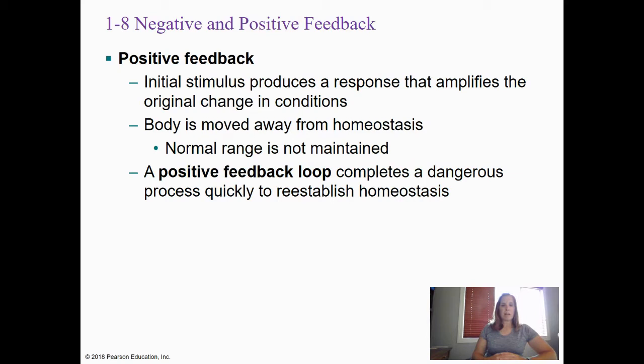Positive feedback: more produces more. The initial stimulus produces a response that amplifies it even more. So in negative feedback, we were here and we went like this. Here's a stimulus, this happens, the body's moved away from homeostasis. The normal range is not maintained. But then if it's positive, by doing this, it's not a long time. It completes this dangerous loop in order to hurry up and bring it back to homeostasis. And so it's quick, but more produces more.